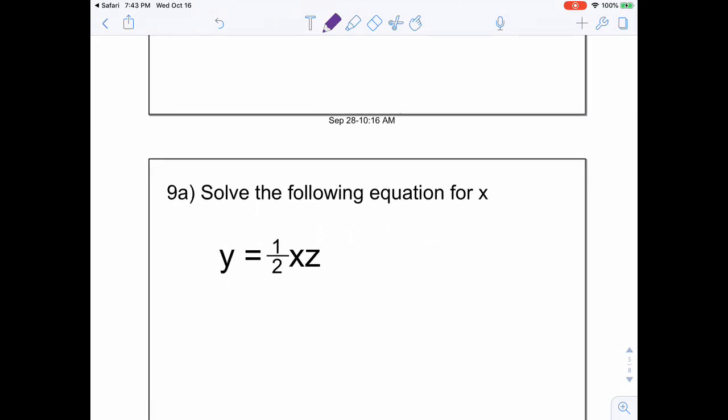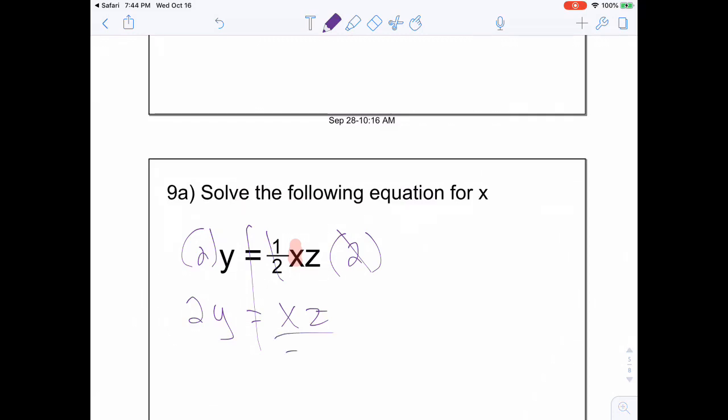Another example here, solve the following equation for x. The first thing I want to do is deal with the fraction. So I multiply by the reciprocal by 2, or 2 over 1. On the left-hand side, that gives me 2y. The 1/2 cancels out with the 2. I'm left with xz.